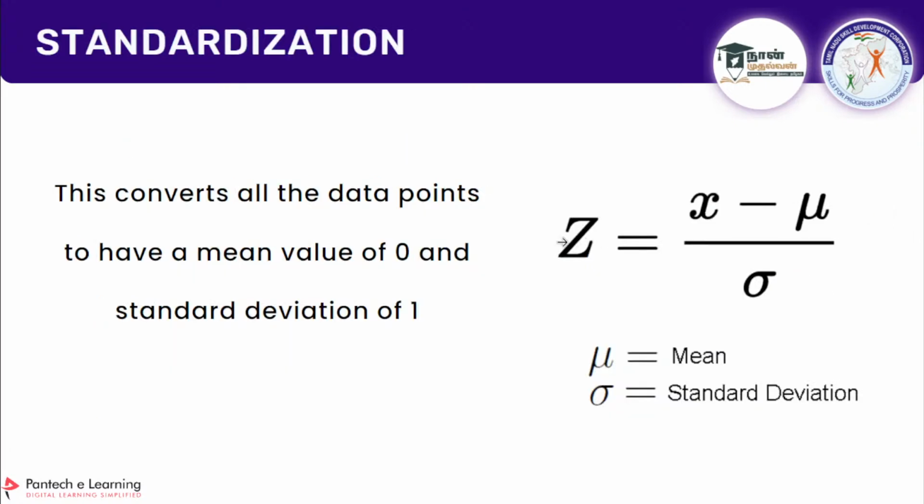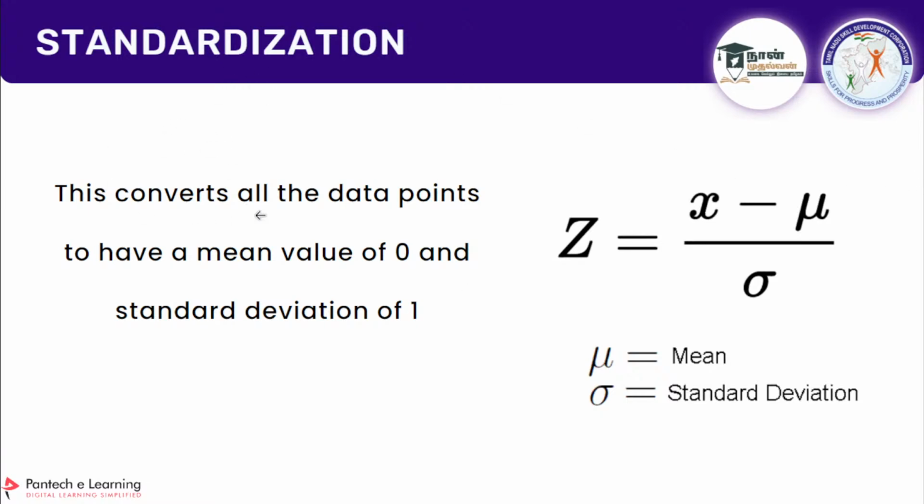Tell me guys in chat, what will normalization do? It will range them between, tell me in the chat box, normalization will convert them between 0 to 1. And standardization, what will it do? It will convert the data points to have a mean value of 0 and standard deviation of 1.